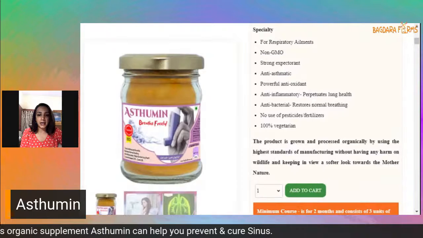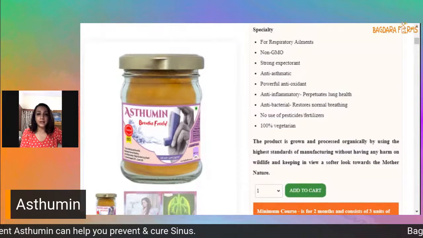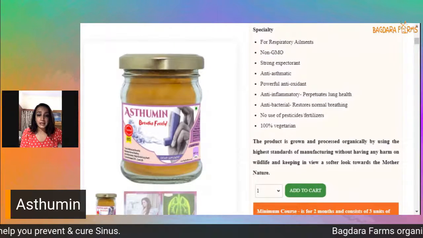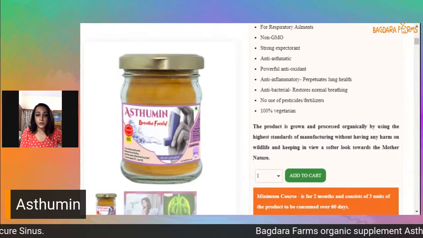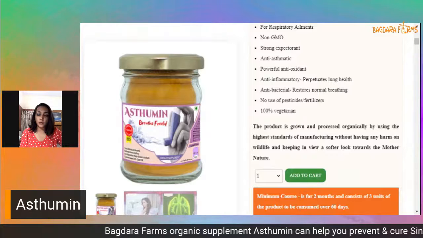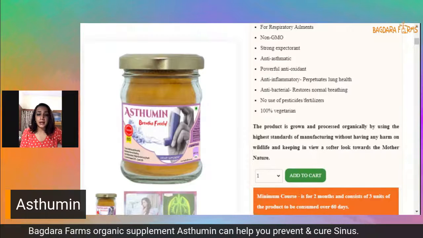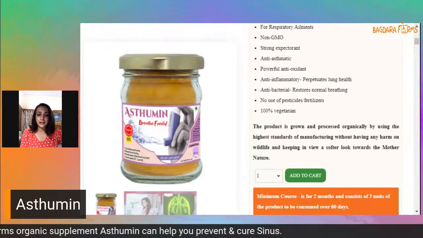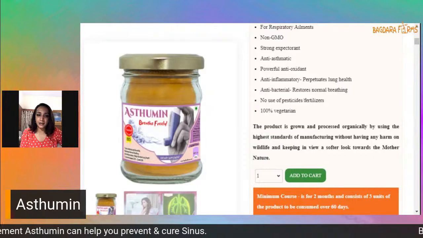Also, it is a natural analgesic, means if you have any kind of pain, if you have any kind of discomfort, this acts as a natural painkiller. Astumin acts as a natural painkiller. In a natural way, it helps in giving you relief from any kind of pain. It is also antiviral and antibacterial. That means astumin has antiviral and antibacterial properties.